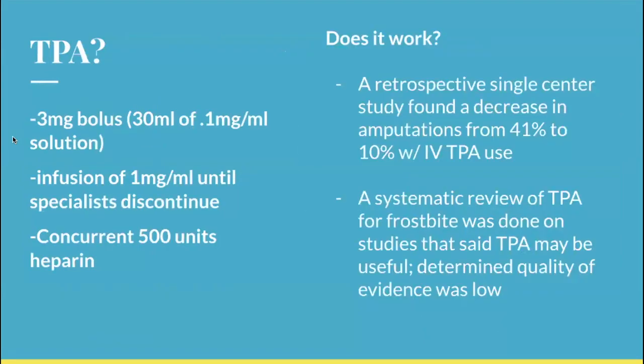But in terms of reviewing the data and systematic reviews, the quality of evidence was determined to be low, despite all these different case reports saying that it's useful. Based off the Oxford Center criteria, it's level 3B or 4 evidence. But again, this is because the evidence was mostly case reports or retrospective cohort studies.